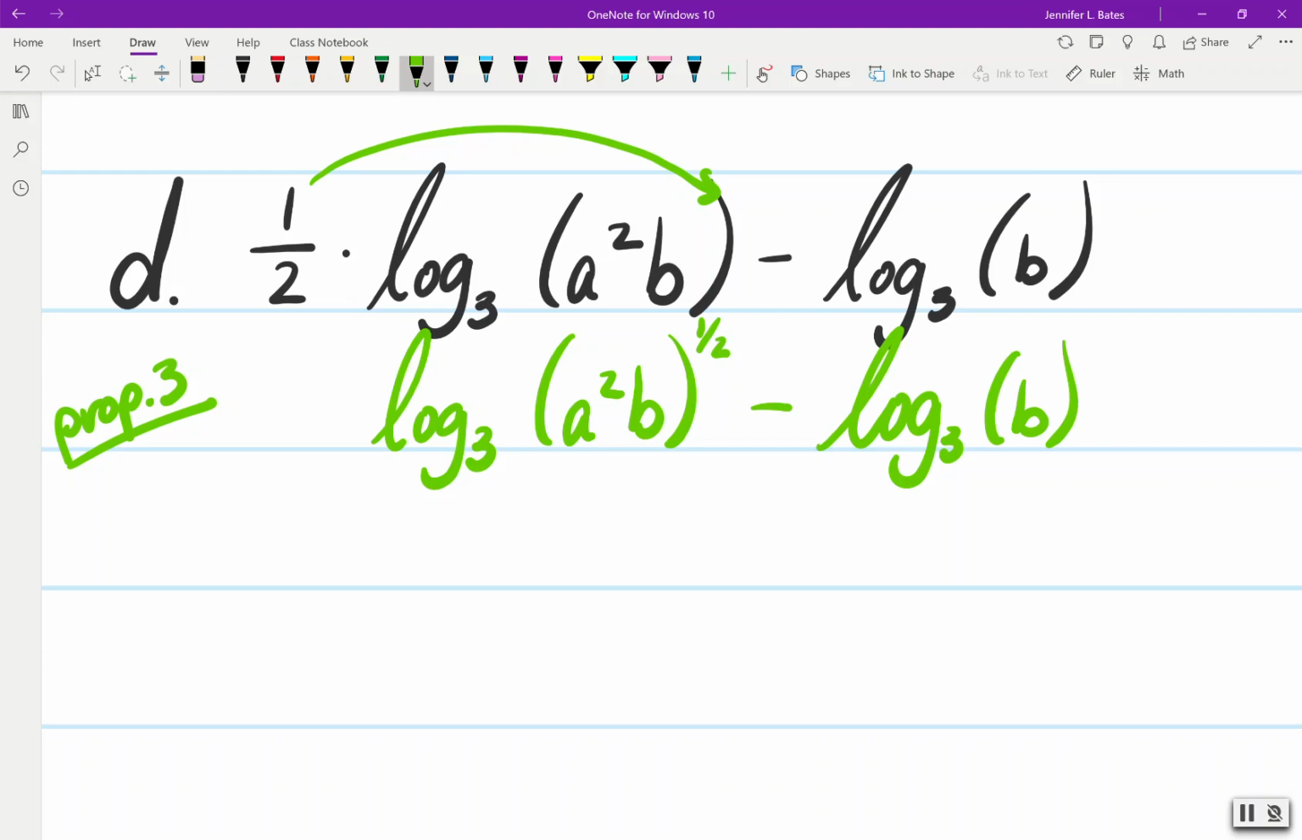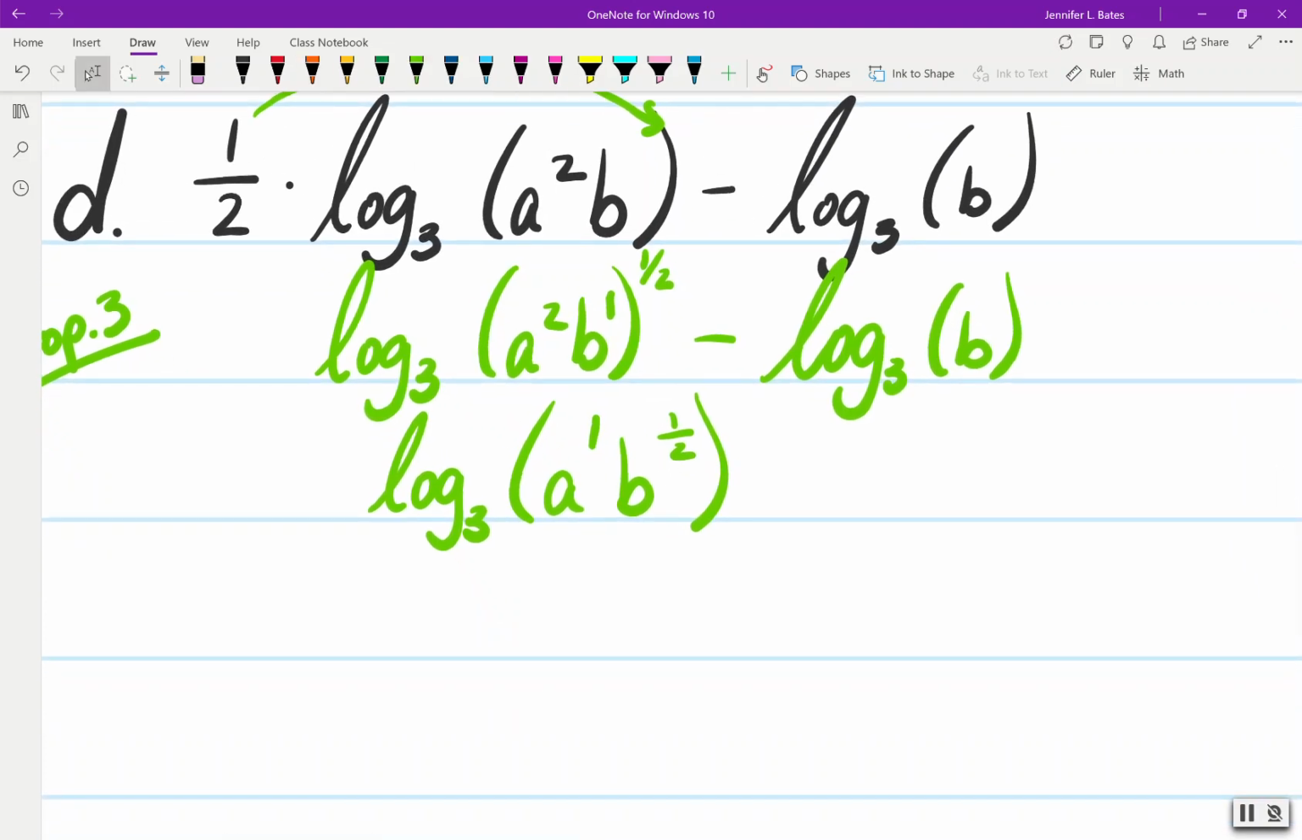All right, so we need to simplify our log. The first log, we need to simplify it. So I'm going to take my exponents. Because I have a squared raised to the 1/2, I have to do 2 times 1/2. Well, 2 times 1/2 is 1. So this becomes a to the first. And then the exponent on the b is a 1, so when I do 1 times 1/2, I get 1/2. And then minus log base 3 of b.